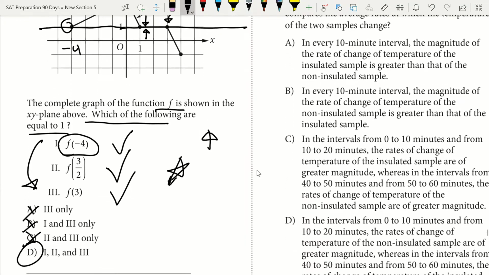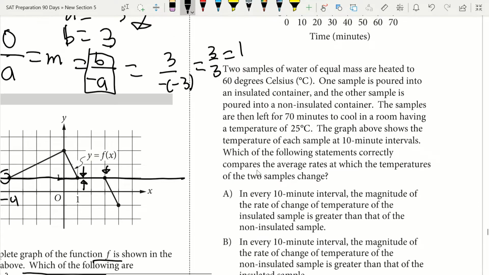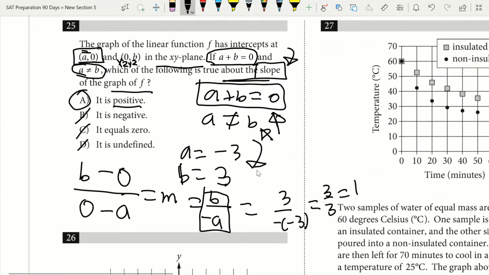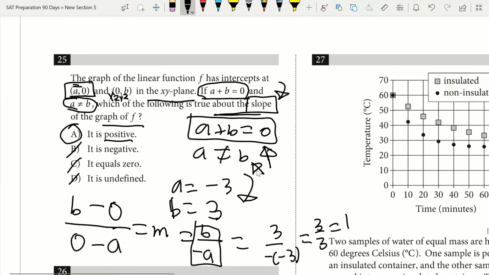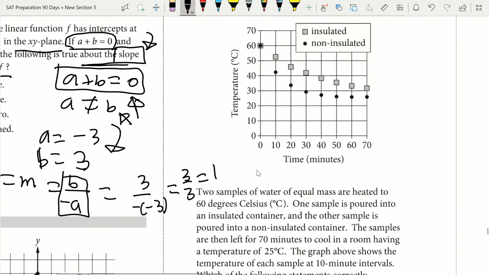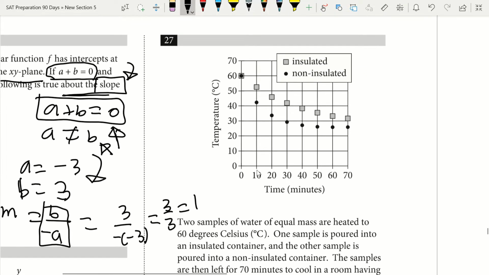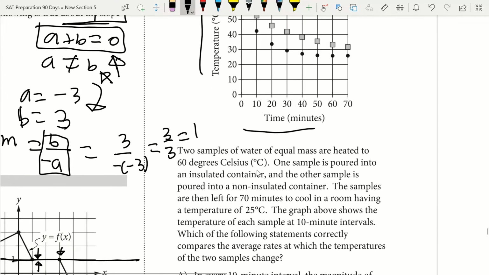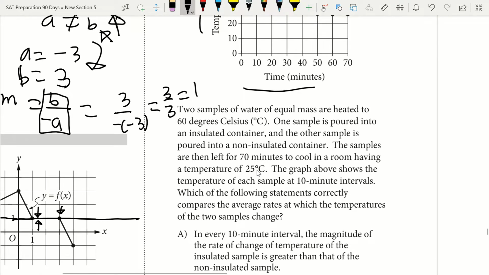So, all right, now we've got question, looks like we're on 27 now. Let me just check. Yes, we are on 27. All right, so we've got an insulated and non-insulated. We got two different points. We got temperature on the y-axis, time on the x-axis. So two samples of water of equal mass are heated to 60 degrees Celsius. One sample is poured in an insulated container, the other in a non-insulated container. Samples are left for 70 minutes to cool in a room having a temperature of 25 degrees Celsius. The graph above shows the temperature of each sample at 10-minute intervals. What correctly compares the average rates at which the temperatures of the two samples change?